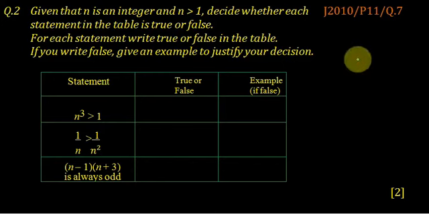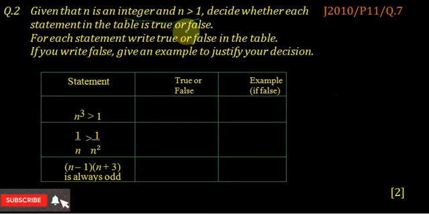Question number 7, paper 1, period 1, June 2010. Given that n is an integer and n is greater than 1. So, n is an integer and it is greater than 1. Decide whether each statement in the table is true or false.